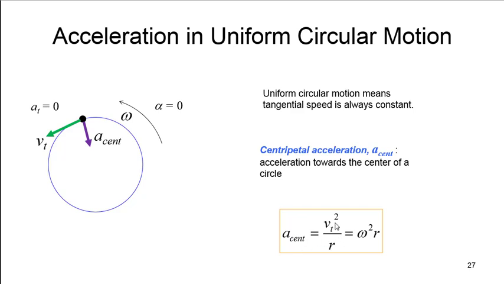Since we have a mathematical relationship between our tangential velocity and our angular velocity, which is just, remember, v sub t equals omega times r, I could also write my centripetal acceleration in terms of omega and r, and here it is. So this is what that acceleration is equal to, and we're going to use this a lot going forward.